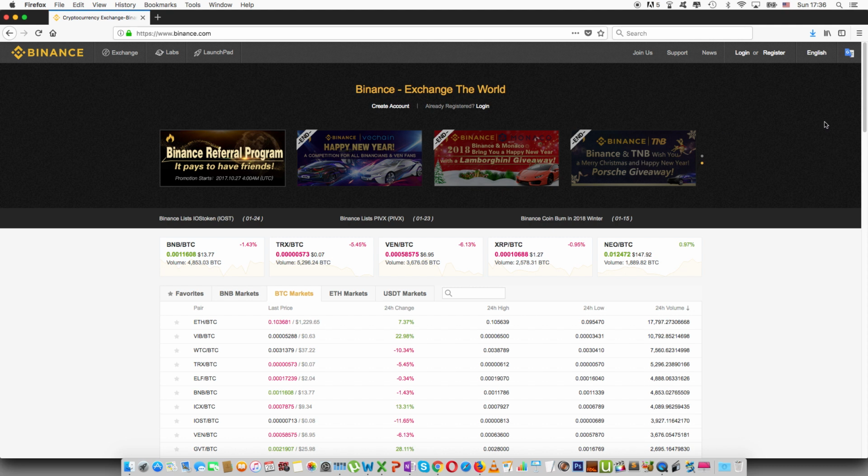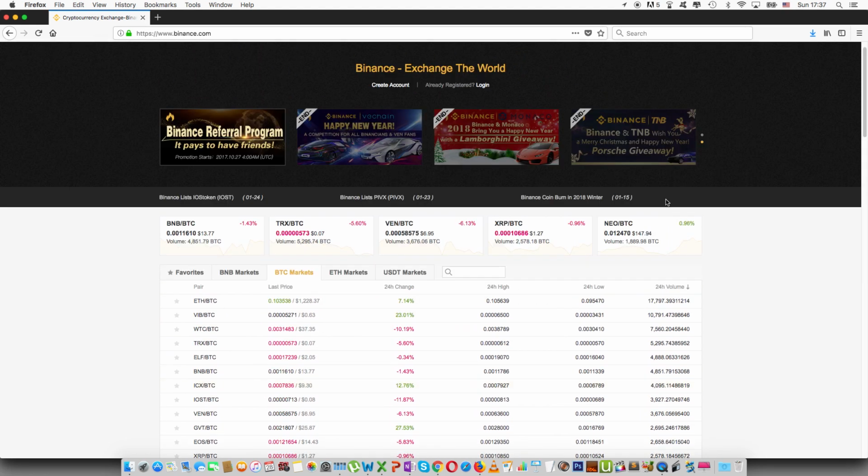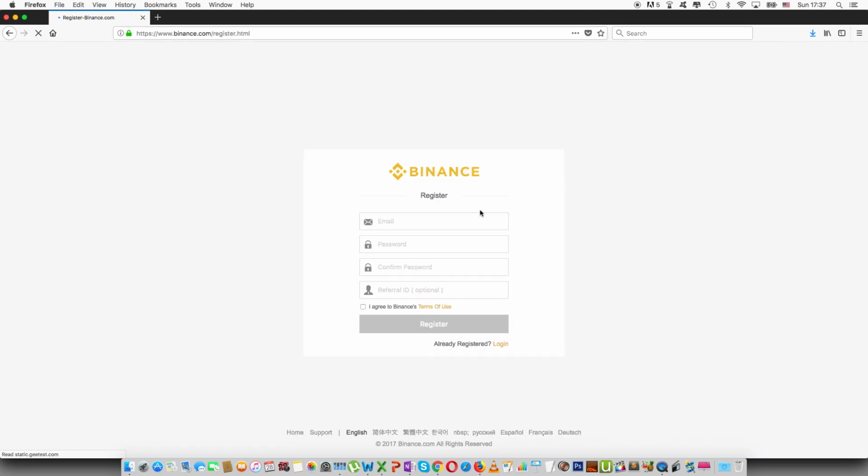So here you can see the navigation menu at the top, and at the bottom you can see the different pairs you can trade. There are quite a few trading pairs you can select from. So let's choose register at the top, and here you can see what information is required: email, password twice to confirm it, and if you have a referral ID you can also put it here. Agree to Binance terms of use and you'll receive an email to confirm your registration.